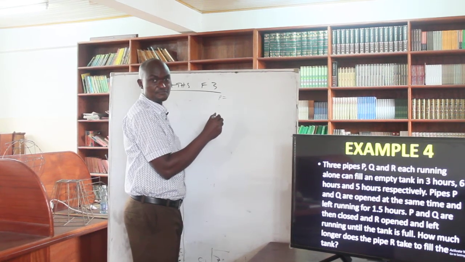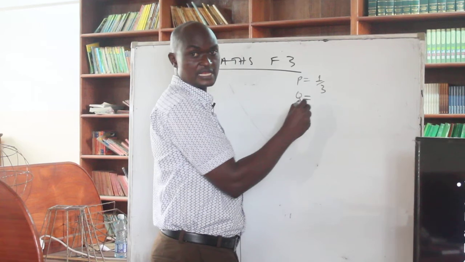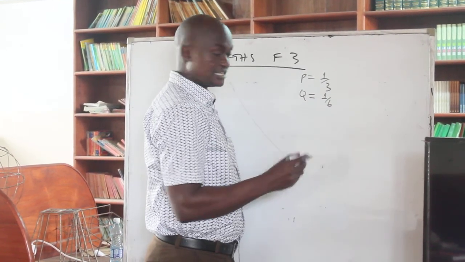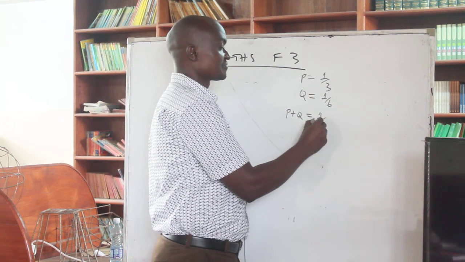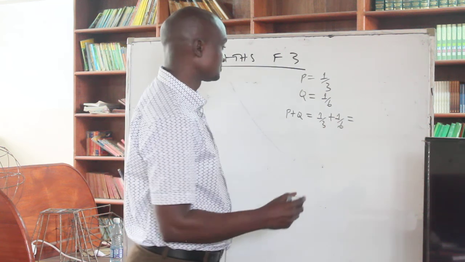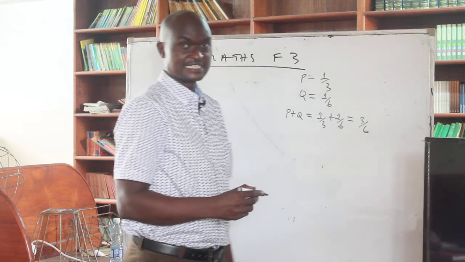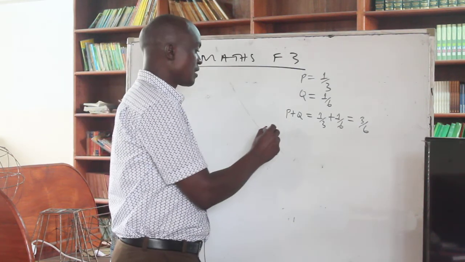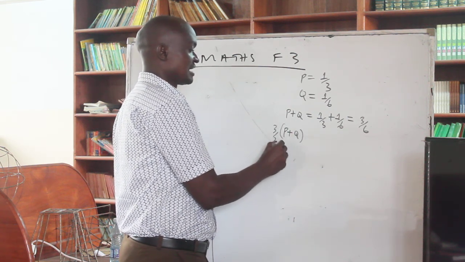Now, in 1 hour pipe P can fill a third of the tank, while Q in an hour, because of the time given, can fill a 1/6. So pipes P and Q in an hour can fill a third plus a 1/6, and that will be 3/6, or a half. So what about in 1.5 hours?